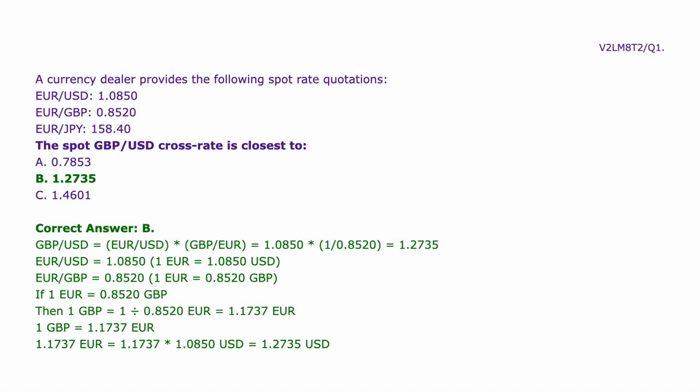GBP/USD is not directly quoted, so you must derive it using Euro/USD and Euro/GBP. Since Euro/GBP is given, you need to invert it to get GBP/Euro, 1.1737. This is the critical move. Once GBP/Euro is found, multiply it by Euro/USD to get GBP/USD equals 1.2735.